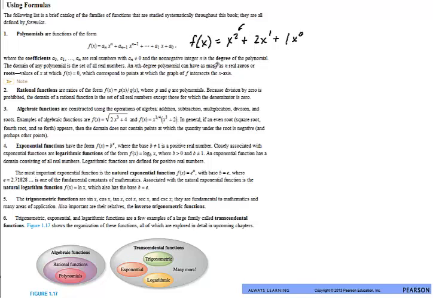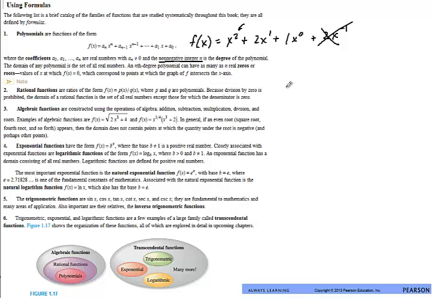Also, these degrees must be non-negative integers. So this doesn't include something like 2x to the negative 1, where x would be in the denominator, if you'll remember. So that would not be included. If it did have that particular term on it, it wouldn't be considered a polynomial.